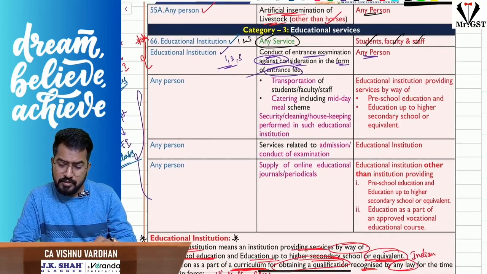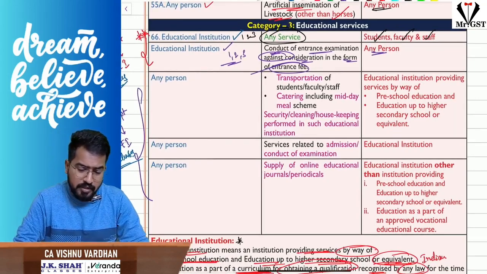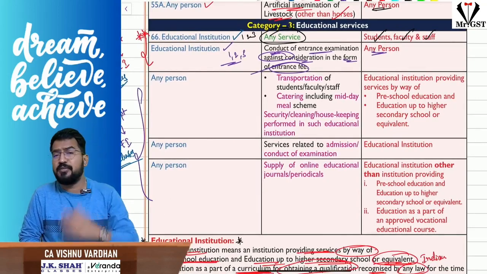Next, that is the point. Next, so we are done with the sales made by educational institution.